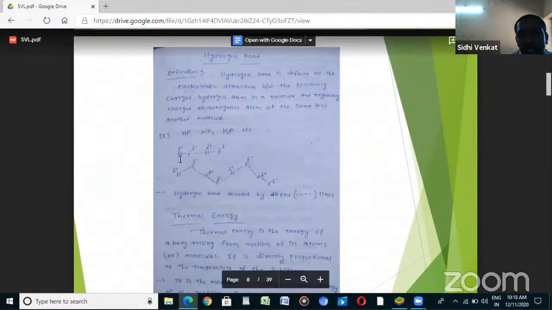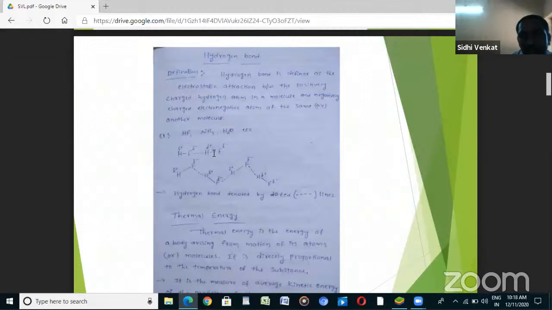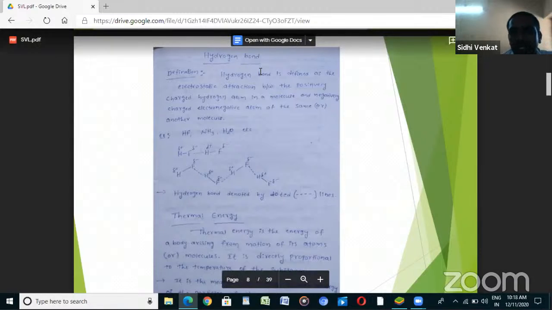Look at the example here. We are taking HF and HF molecules. Here, look, students, the force of attraction. What is the force here? It is the electrostatic attraction between F minus and H plus. Hydrogen bond is denoted by dotted lines. Students, do you understand? How is the hydrogen bond denoted here? Hydrogen bond is denoted by dotted lines. It is the hydrogen bond. The types of hydrogen bond we already learned in the chemical bonding topic.